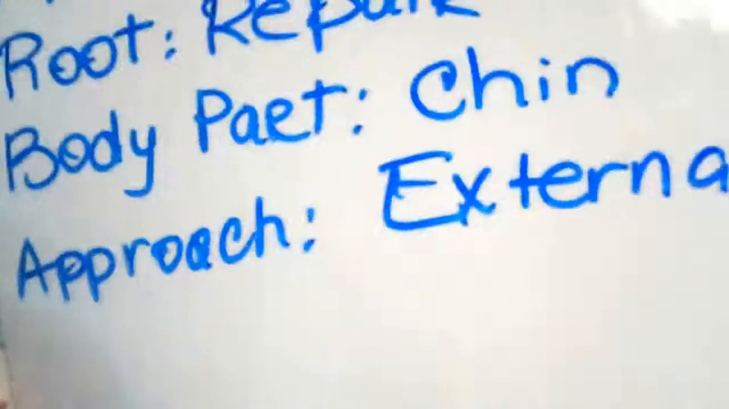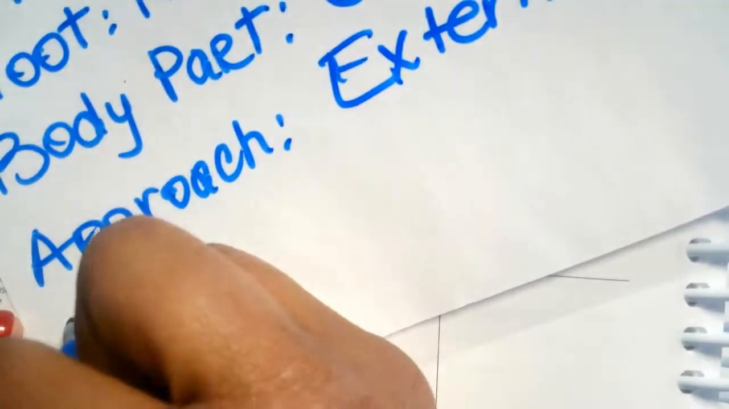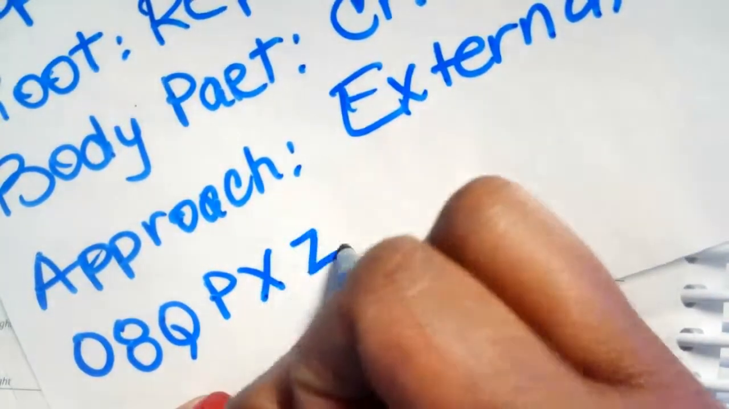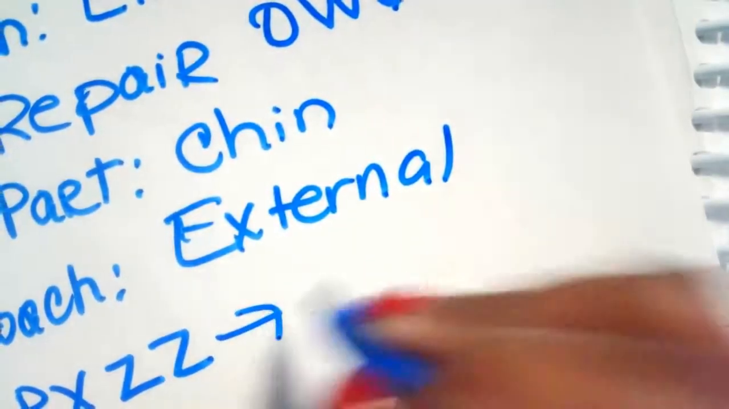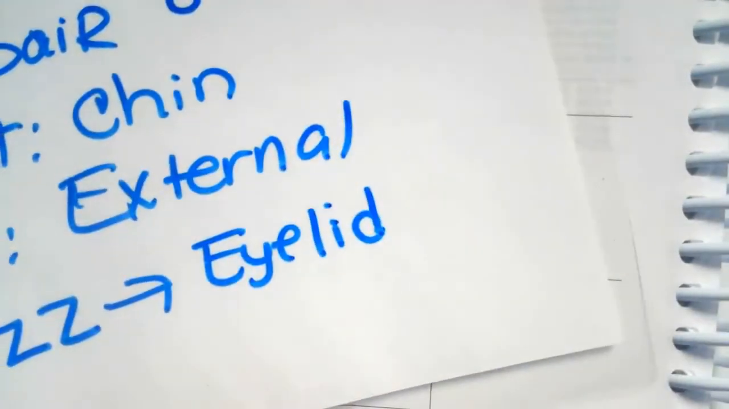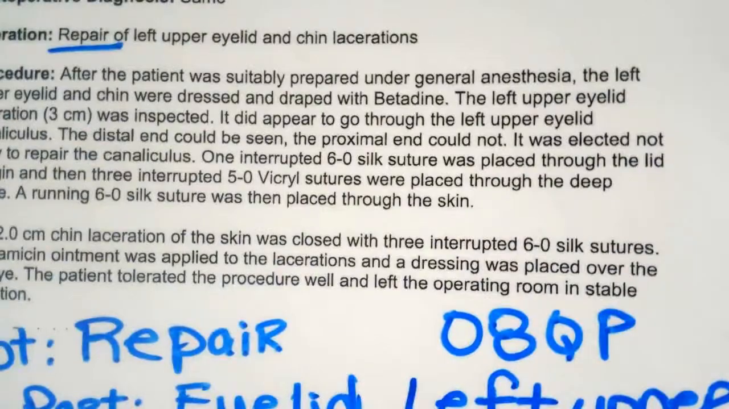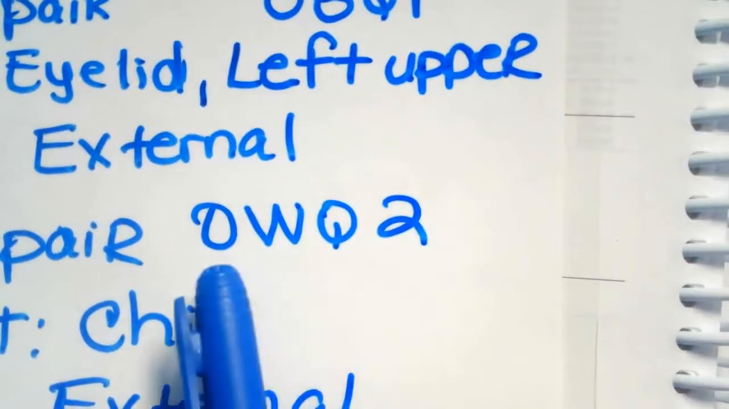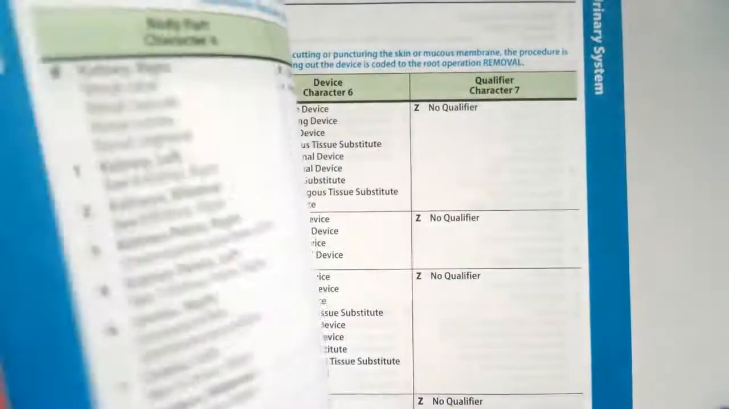All right, guys, so what's my final code here? My final code is going to be 08QPXZZ. And for those of you who are taking notes, that is my eyelid code. So now I have to get my code for the chin, and we already said it was on the face, and I should be going to table 0WQ. All right, guys, so now I am turning again, 0WQ.